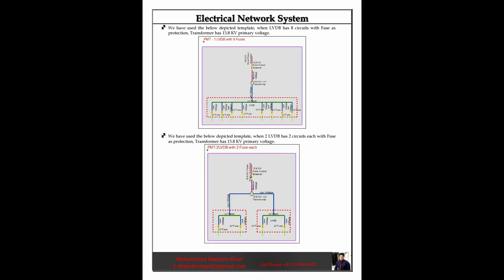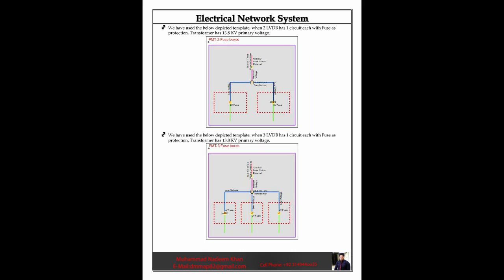We have used the below depicted template when LVDB has 8 circuits with fuse as protection. Transformer has 13.8 kV primary voltage. We have used the below depicted template when 2 LVDB has 2 circuits each with fuse as protection. Transformer has 13.8 kV primary voltage. We have used the below depicted template when 2 LVDB has 1 circuit each with fuse as protection. Transformer has 13.8 kV primary voltage.